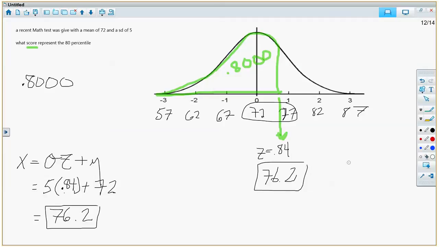So if you made a 77, what does that tell you? You're in the top 20%, Hubert. That's right, class. If you made a 64, you're in the bottom 80%. And that's how you use z-scores and areas.